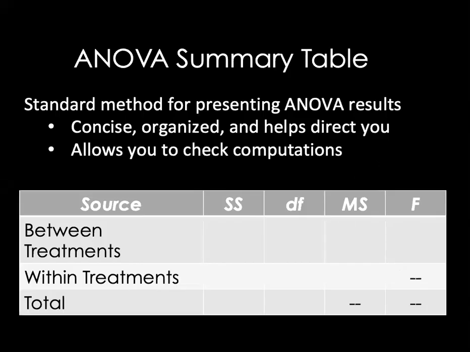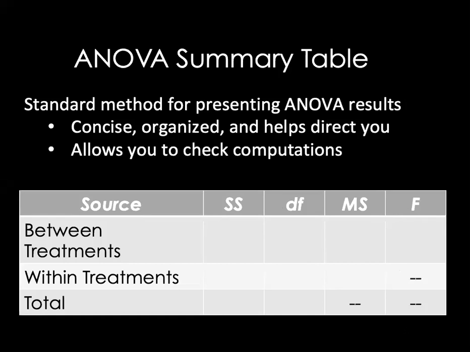And then here we're going to put values into an ANOVA summary table. This is just a handy way of keeping track of all the things we need to calculate. It's also a concise method for presenting ANOVA results. It helps organize and direct the analysis process, and it's convenient for checking computations.